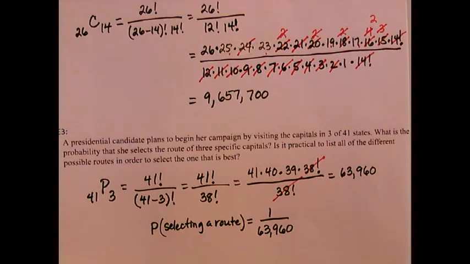Now, is it practical to list all the different possible routes in order to select the one that is best? No, it isn't. Because 63,960 is a large number, just like the one in the second example that I did in this video.